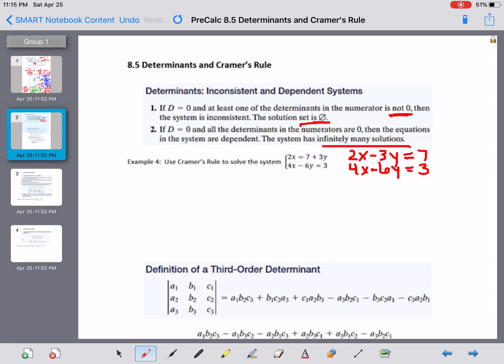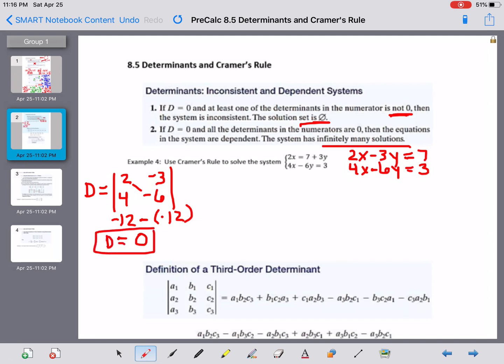Okay, so I'm going for my d determinant first. This is just the straight up coefficients. I got 2 on my x, negative 3 on my y. I have 4 on my x and negative 6 on my y. And I'm good for my values. Working on the determinant, front diagonal is negative 12 minus my back diagonal, which is also negative 12. And when I do negative 12 minus negative 12, I get 0.